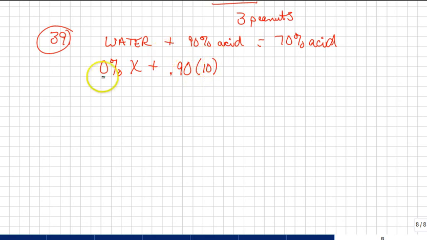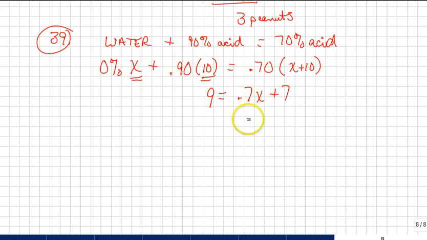So what it is, it's the percent times the amount, percent times the amount will equal the final percent, which is 70%, times the final amount. Well, if we have x water and 10 milliliters of acid, the final amount is going to be the sum of those two, or x plus 10. Hardest part of these problems is just setting up the equation. 0 times x is 0, so we just have 90% of 10, which is 9, equals 0.7x plus 7. Subtract the 7 to the other side, and we get 2.